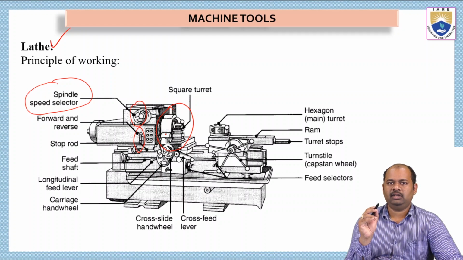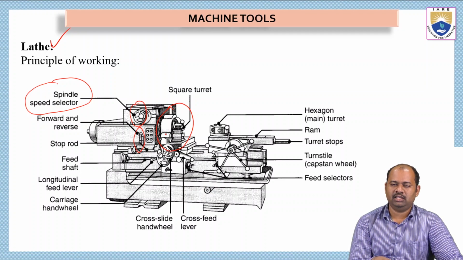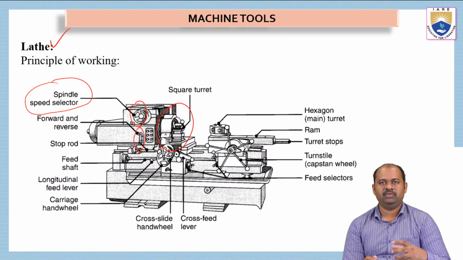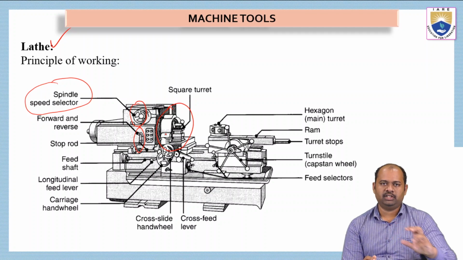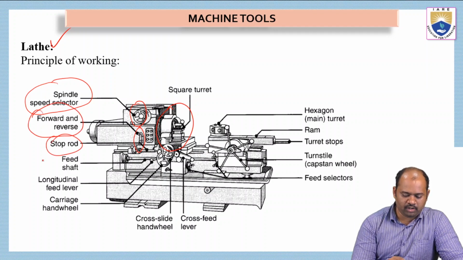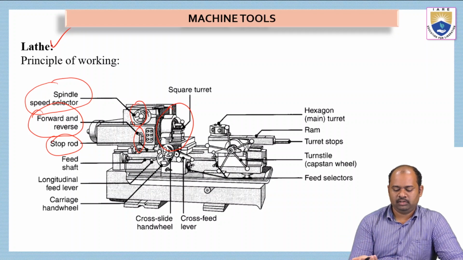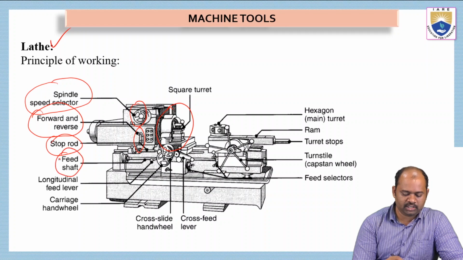One important advantage and disadvantage of using a lathe machine is that we can turn cylindrical or circular objects only, because we have a moving mechanism which rotates clockwise or anti-clockwise. That is why we can produce only cylindrical or circular shaped objects. Then we have the stop rod, which will limit the movement depending on the type of application, and then we have the feed shaft.